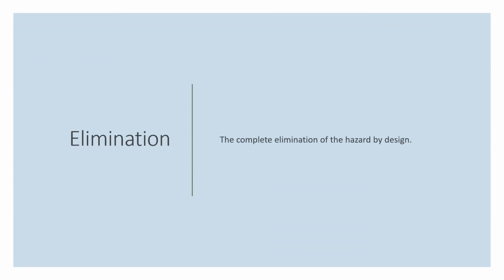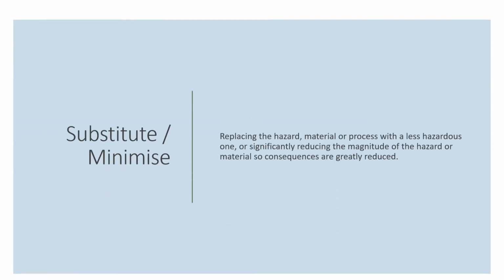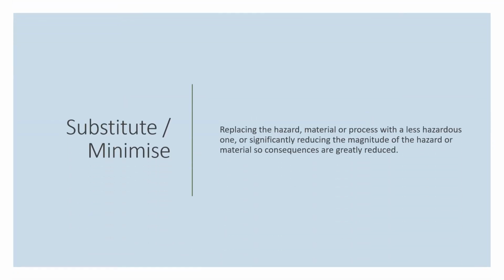The definition of elimination is the complete elimination of the hazard by design. If elimination is not possible, we will refer to the substitute or minimize control. This is replacing the hazard, material, or process with a less hazardous one, or significantly reducing the magnitude of the hazard or material so consequences are greatly reduced.